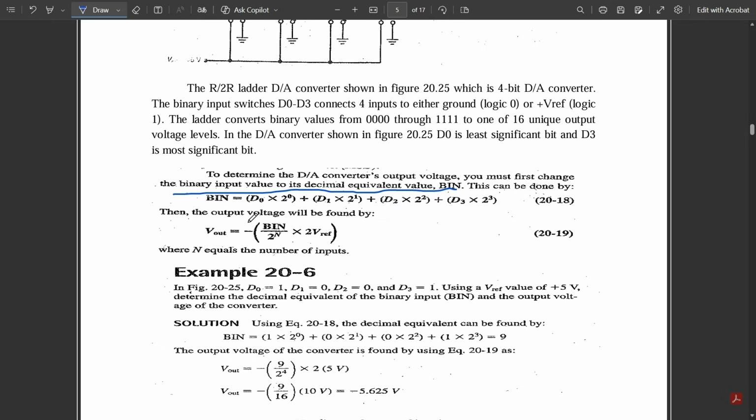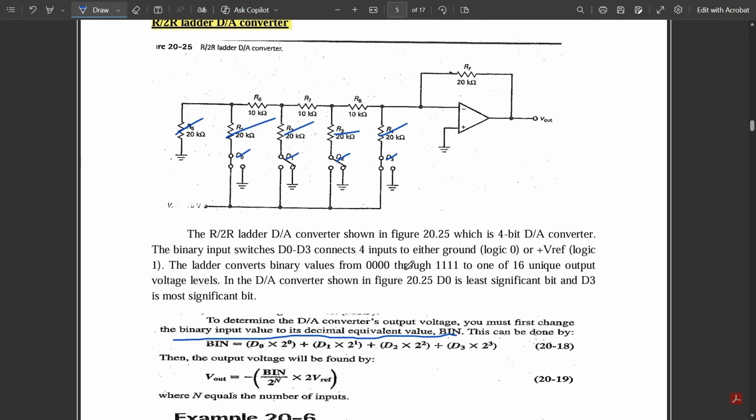Okay, so you could do this and find bin, that is the conversion of binary input to decimal input. After that, you could find the output voltage by putting bin in this formula: V out is equal to minus of the binary value we have got here divided by 2 to the power n, into 2 times V reference. So this is the formula through which this conversion could be done for different values of parallel resistances.